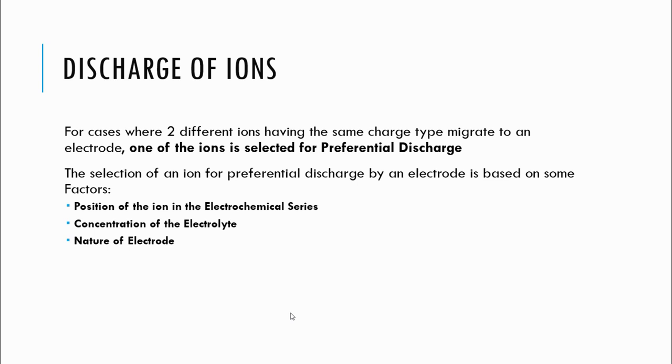So the selection of an ion for preferential discharge by an electrode is based on some factors. Number one, the position of the ion in the electrochemical series. That's it. So electrochemical series, okay.